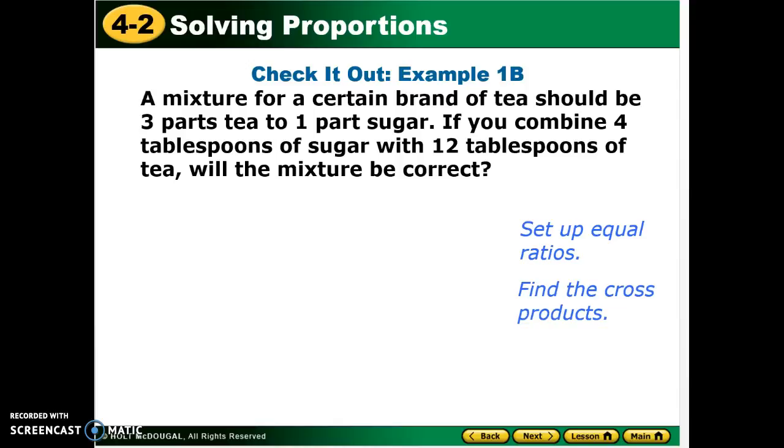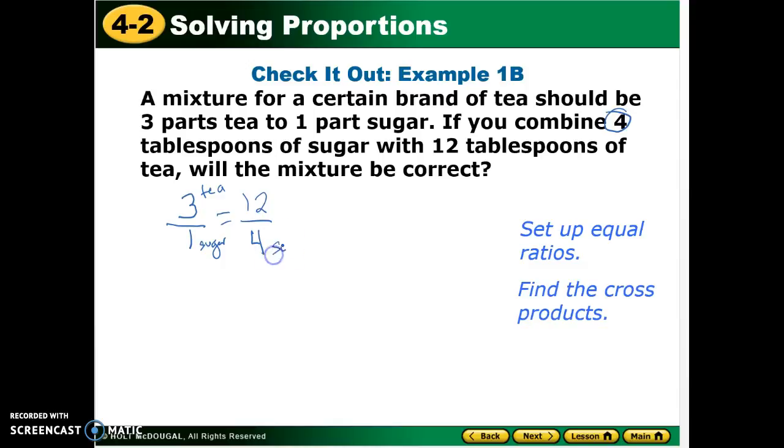So we have a mixture of a certain brand of tea that should be 3 parts tea to 1 part sugar. So I'm going to just write that ratio, 3 parts tea to 1 part sugar. If you combine 4 tablespoons of sugar, so remember this is tea here, this is sugar here. So I now have 4 tablespoons of sugar. So I'm going to put 4 down there and 12 tablespoons of tea. I need to know if this is going to be a correct mixture, if I did this right.